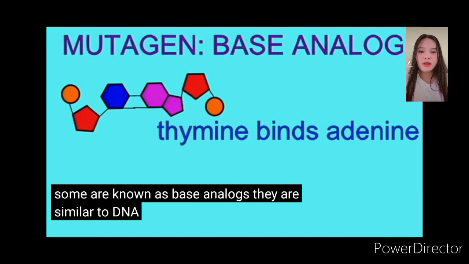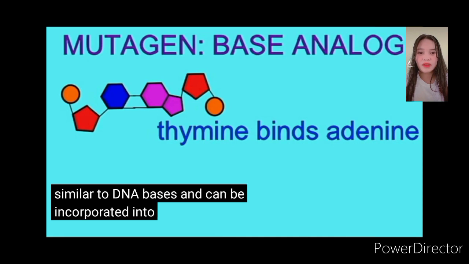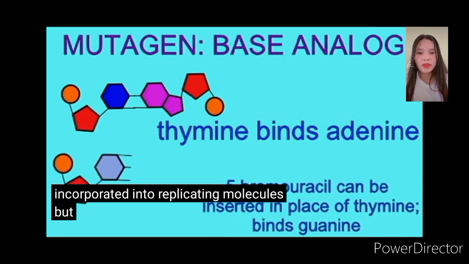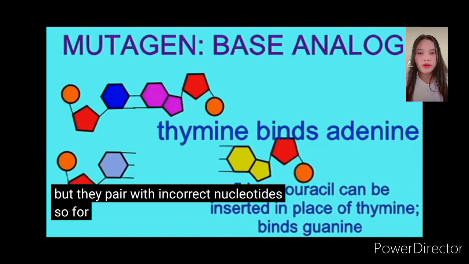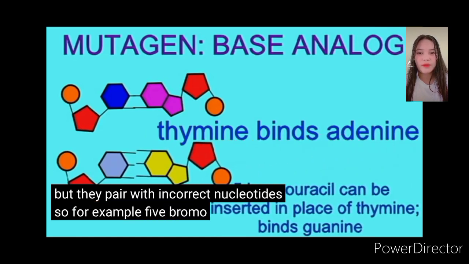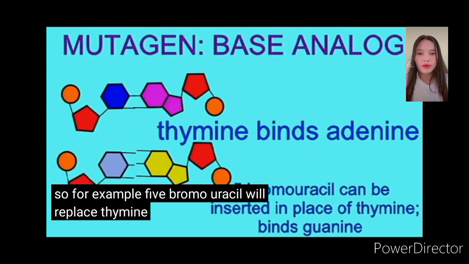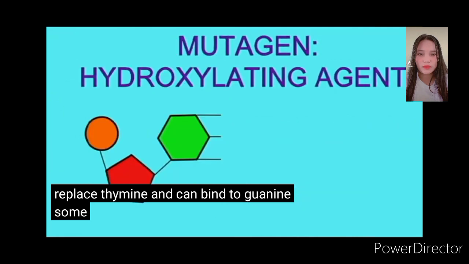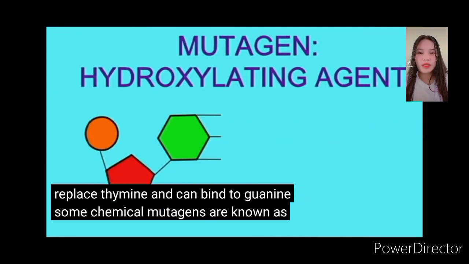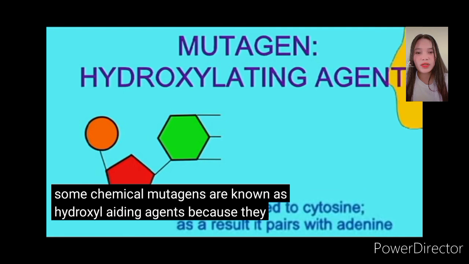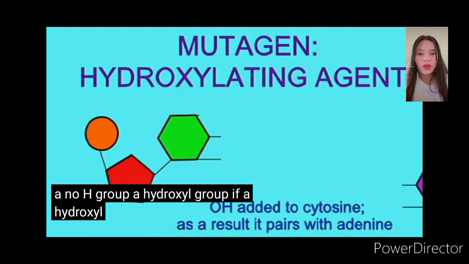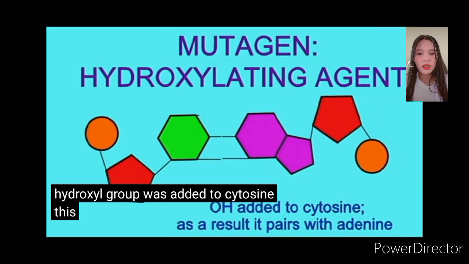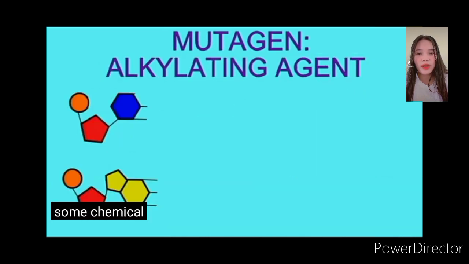There are a number of chemical mutagens. Some are known as base analogs. They are similar to DNA bases, can be incorporated into replicating molecules, but pair with incorrect nucleotides. So for example, 5-bromouracil will replace thymine and can bind to guanine. Some chemical mutagens are known as hydroxylating agents because they add a hydroxyl group. If a hydroxyl group was added to cytosine, this would then cause it to bind to adenine.